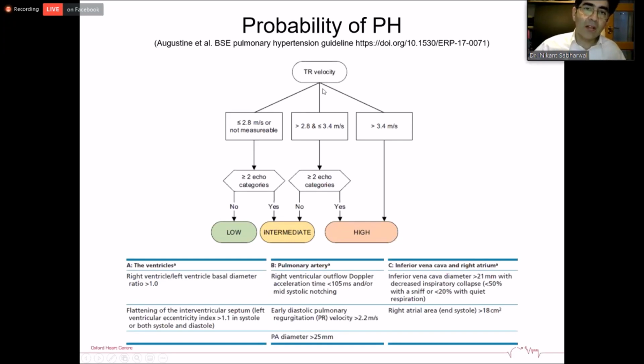It basically says, look at the TR velocity. If you're over 3.4 meters per second, you have a high probability of PH. If you're less than 2.8 and have less than 2 categories, now the categories are mentioned here at the bottom, you have A, B, and C. You need any one of A or B or C. So any 2 out of these categories immediately puts you in the intermediate risk if you have a low velocity. If you're intermediate velocity, use the same 2 categories, and that tells you whether you're intermediate or high risk. It's a very, very straightforward, very simple approach. And the assessment of the ventricles, the PA, and the IVC, I'm going to show shortly.